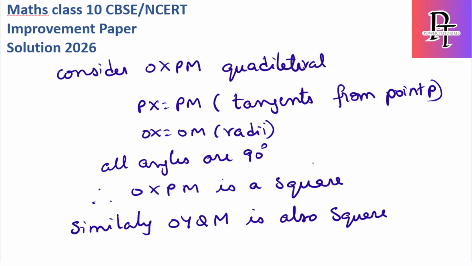So for a square, diagonal always subtends. Okay. OXPM is a square, yes, correct. OXPM is also square.